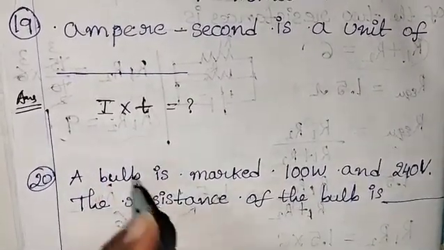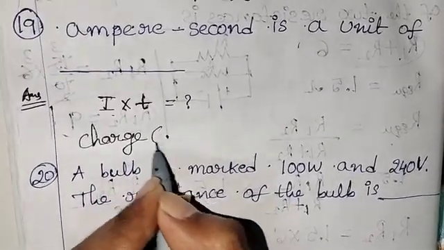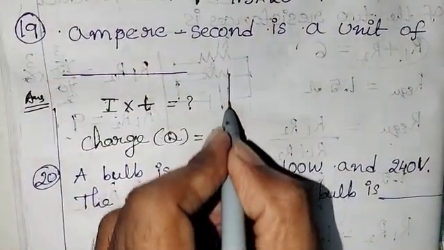So current into time. See, charge. So charge Q is equal to question mark.